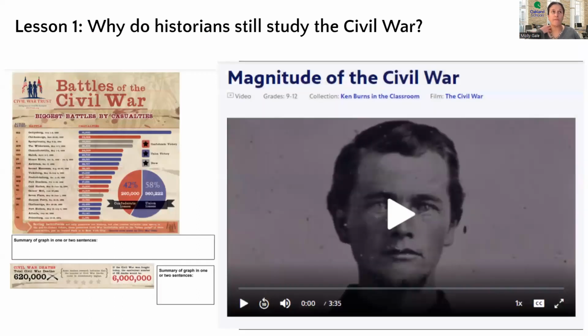The first thing we have kids look at is the magnitude of the Civil War. We really want to frame this for them. So we give the kids a chance to look at a video clip. They look at some graphs and charts and maps. You see a couple of them here. And it gives our students a chance to really look at the magnitude of the Civil War and what it meant to the country at the time and why that magnitude had an enduring legacy.